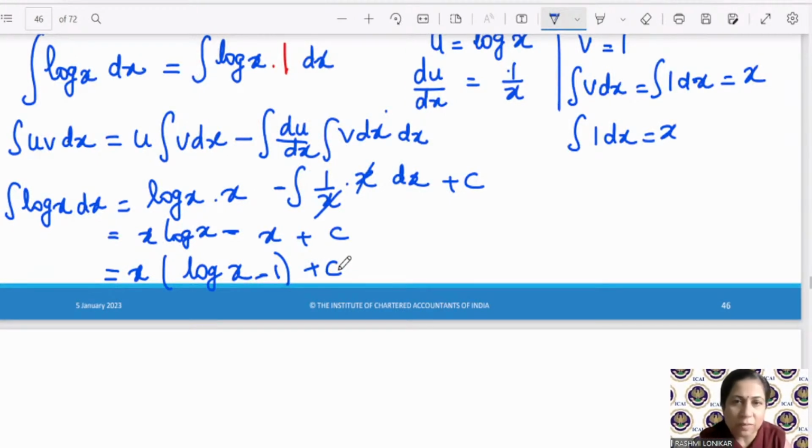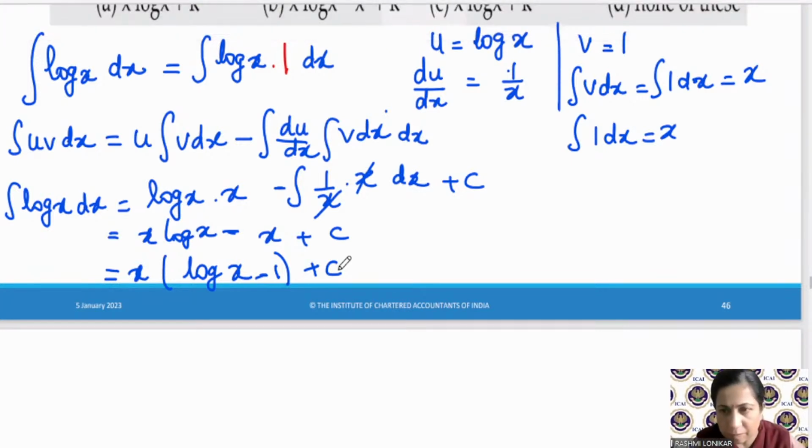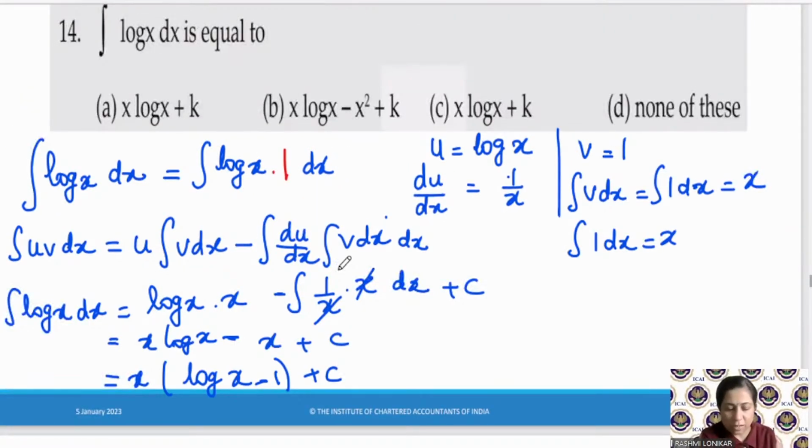Is that clear? So the important step is taking the second function as 1 dx, taking it as 1. Yes, Rajeshri understood. Shreya, Tanmeet, Punjabi, Asif, Siddharth, Dimple. Yes, excellent.